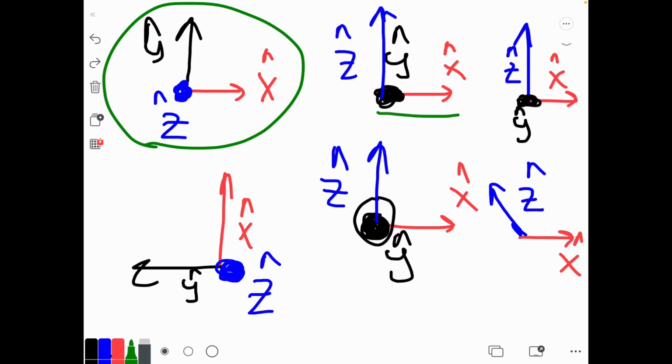Now, for the next one, I have x hat still on the right, but the z hat going up. Do not panic if you have a z hat on top. It just means the z hat and y hat that we had for the original one have been replaced. So y hat is coming out of the board. We're going to draw the dot on the y hat to show that y hat is coming out of the board.